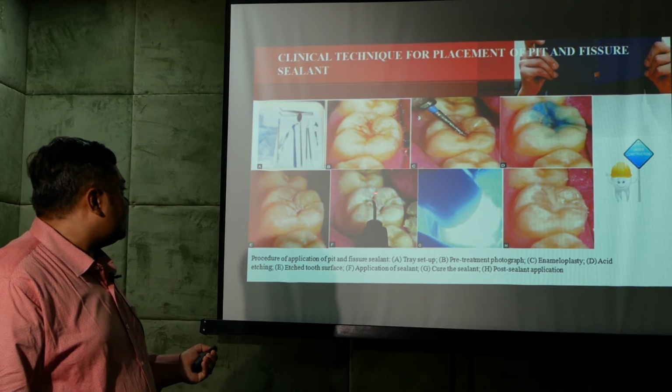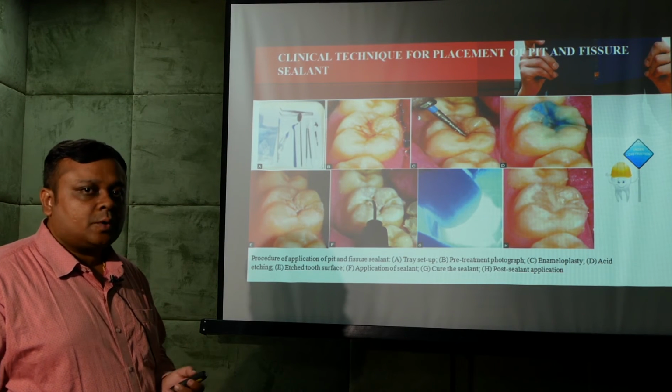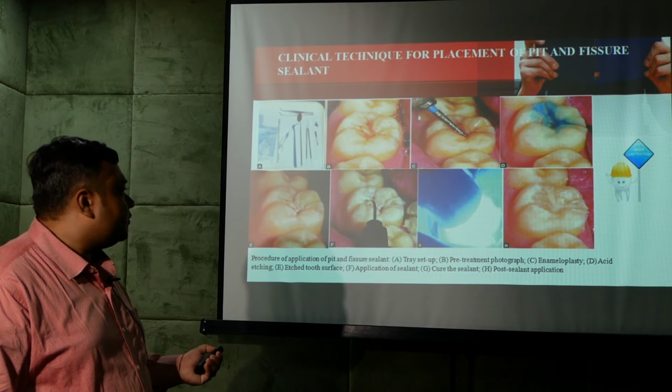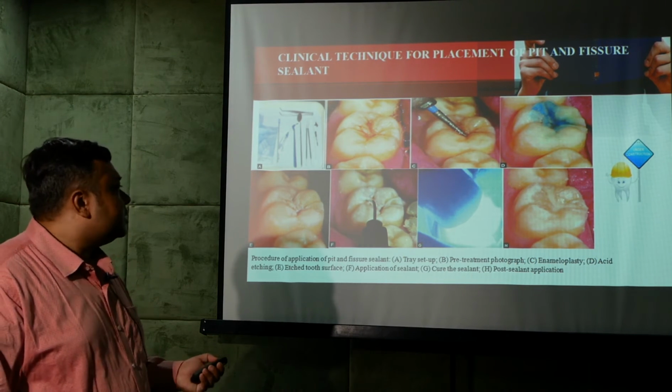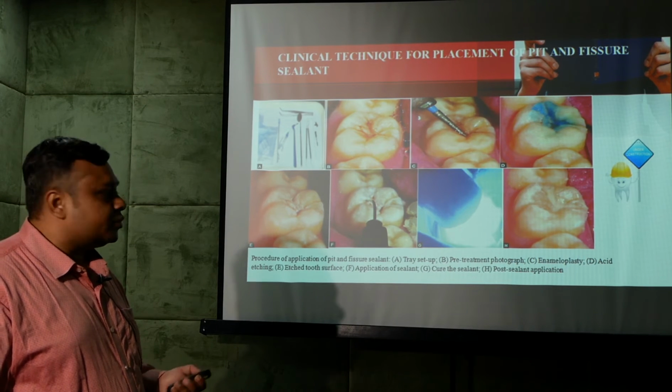The next picture, F picture, shows the sealant application. We can use a microfiber brush, or as you can see in the picture, we can apply it directly from the tip which comes with the syringe. Light curing is done, and this is the final sealant which is placed onto the tooth.